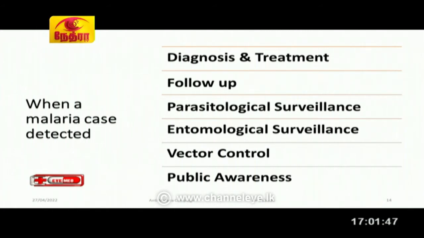Parasitological surveillance, which means that we want to know whether it has spread to others, and we are going to find whether the parasite is there in the other people. Also, we are going to find out whether there are any mosquitoes responsible for the spreading of the disease. So, we are doing entomological surveillance, and also if the mosquitoes are there, we do some control activities, we call them vector control, and also we do some public awareness programs on these patients. So, I will start from the diagnosis and treatment.